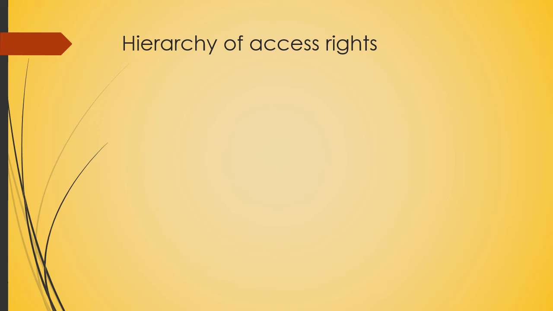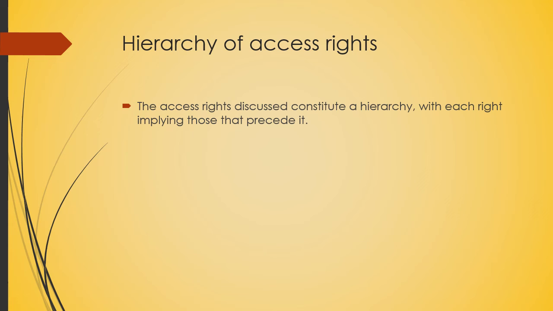Hierarchy of access rights. The access rights discussed constitute a hierarchy, with each right implying those that precede it. Thus, if a particular user is granted the updating right for a particular file, then that user is also granted the following rights: knowledge, execution, reading, and appending.